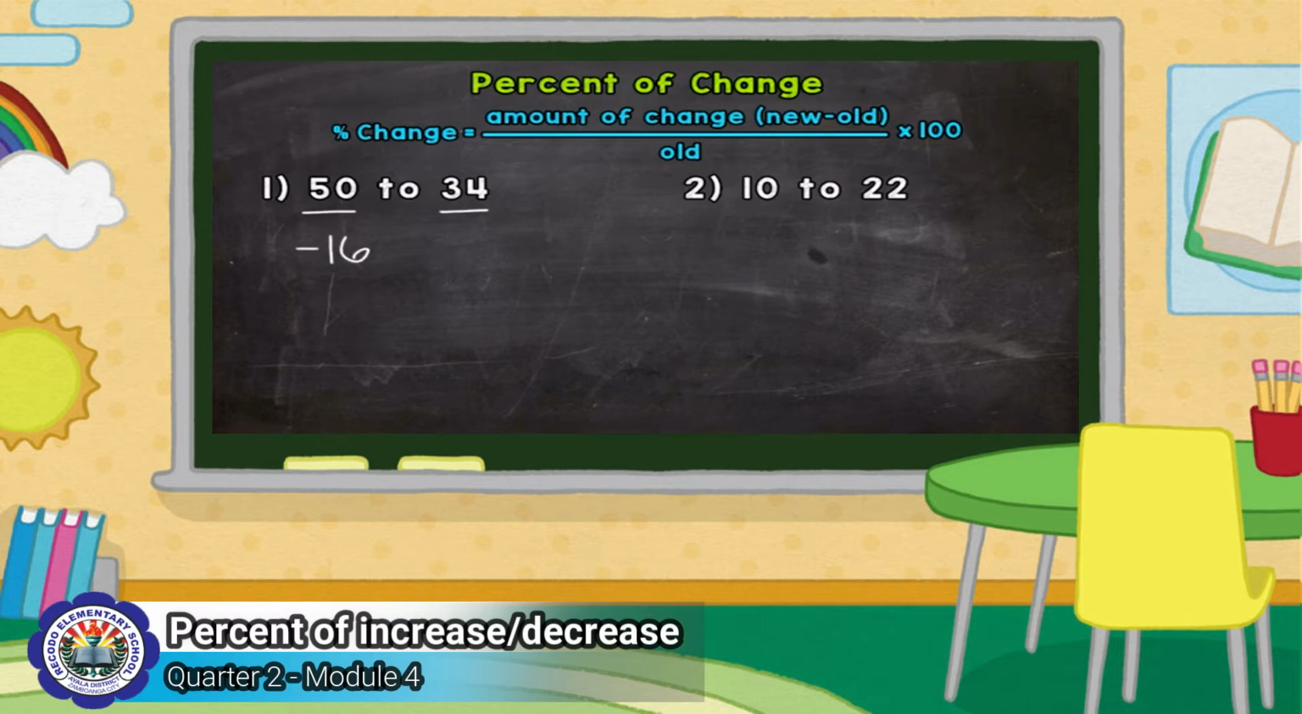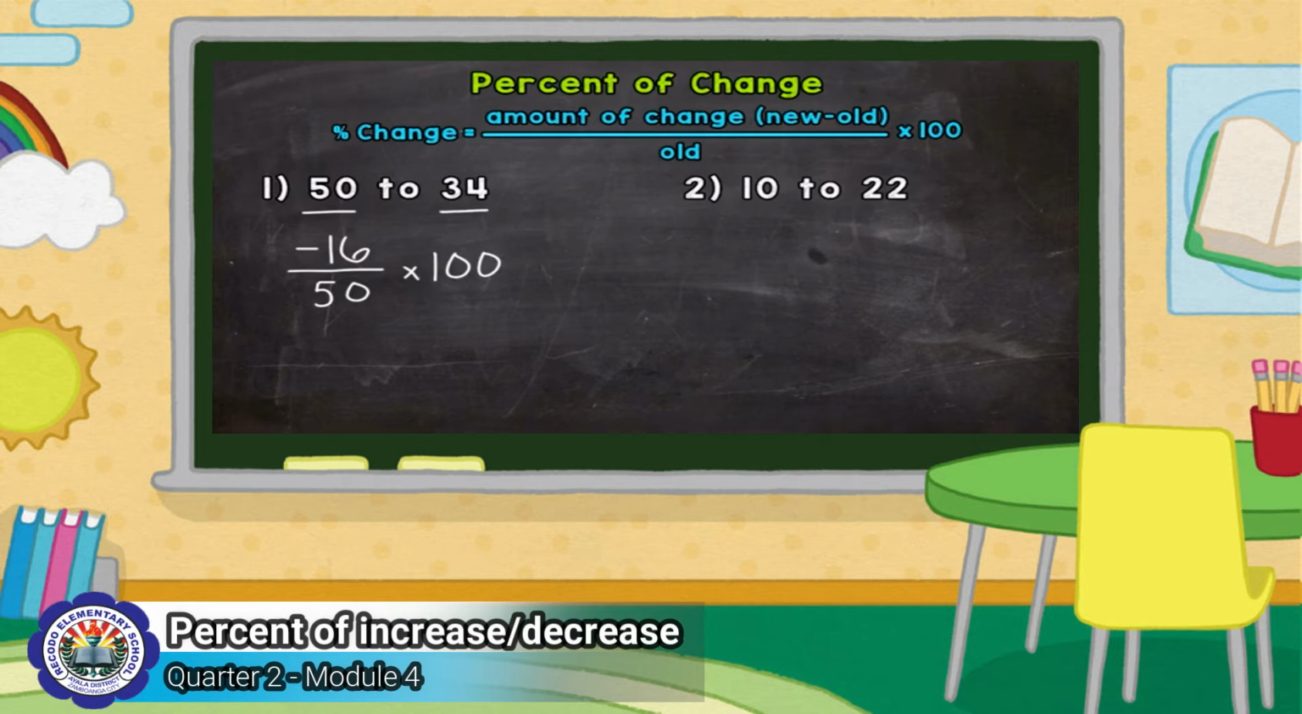Now that negative is important because it shows us that we have a decrease. Divide that by the old or original number of 50, and then multiply by 100 to convert that to a percent. It's very important to always divide by the old or original number because that's the number that changed. So we want the percentage change relative to the number we started with. We're looking at the percent that number changed.